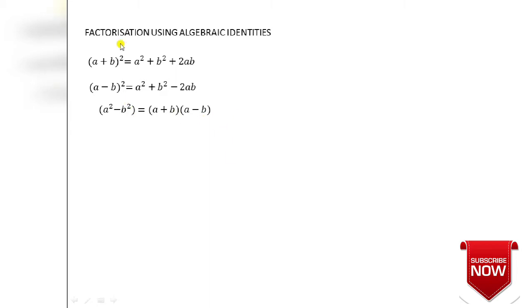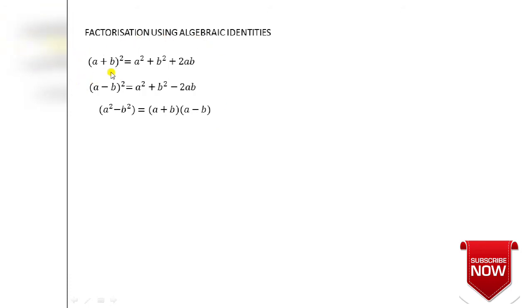And in this video we are going to start with the chapter factorization, and this is the first video of this chapter. In this factorization chapter we are dealing with the sums using algebraic identities. So in this chapter we will require these three formulas to do the sums.